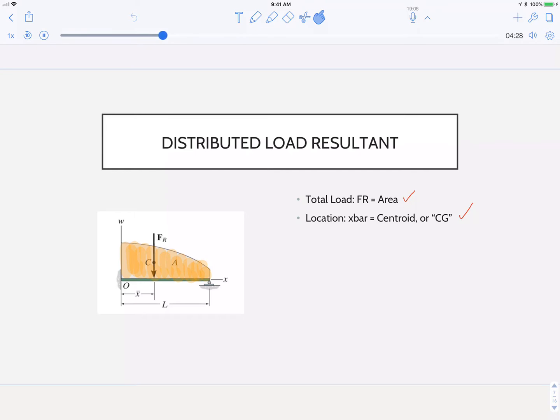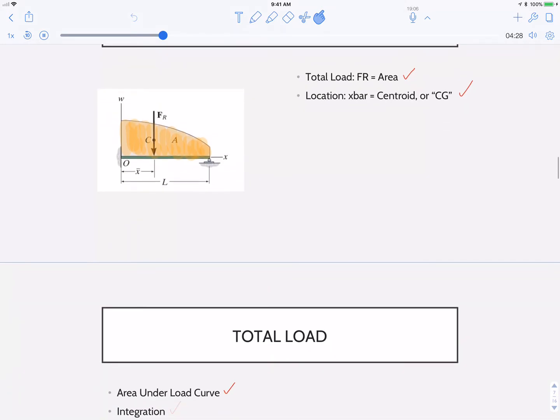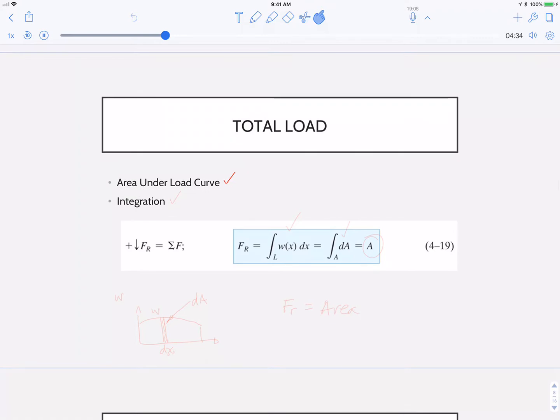To get the total load, again, it's the area under the load curve, and the area under a function involves integrating. Here we have W as a function of X, and if you want to get the area under that curve, you want to take the area of W dx, that's this little area that you're going to add up, and you can just express that as the integral of dA. dA is that area of this little strip, which is W dx, and the integral of dA is the area. So this proves that the force resultant equals the area.